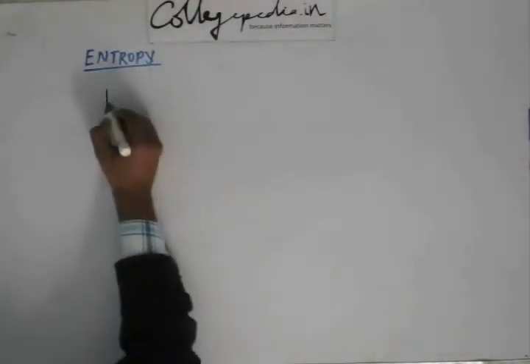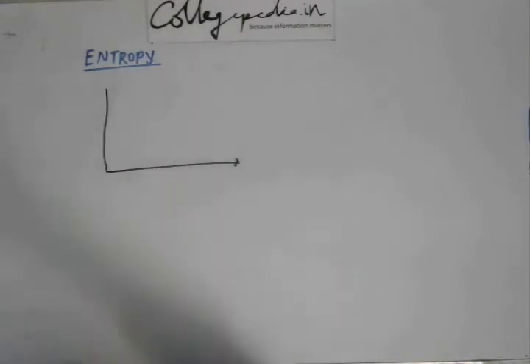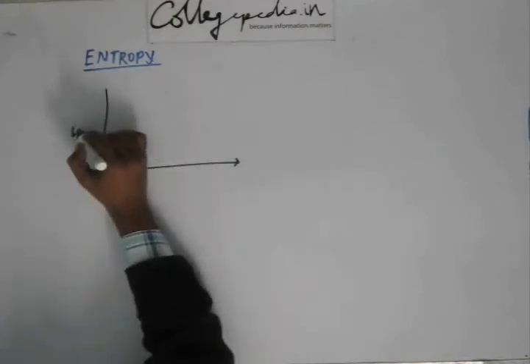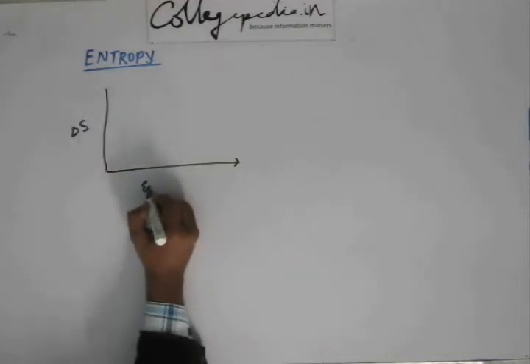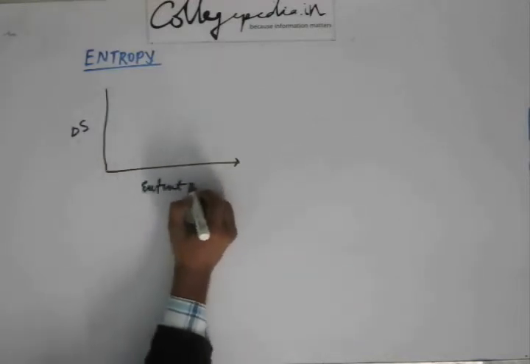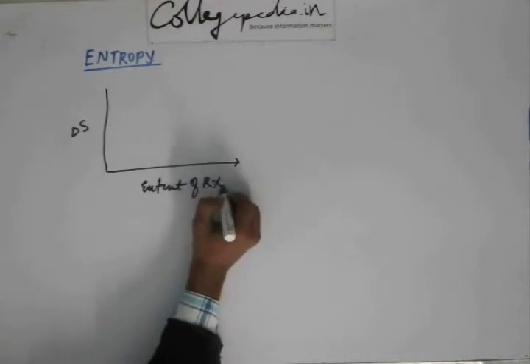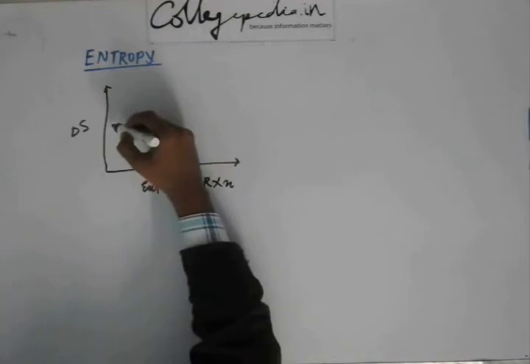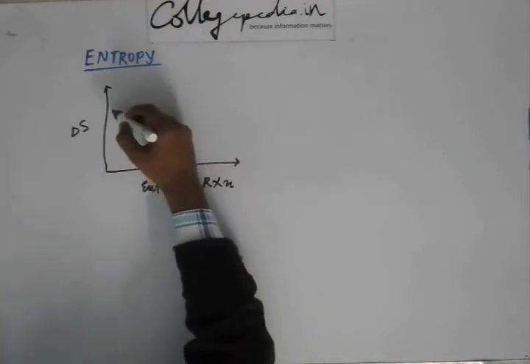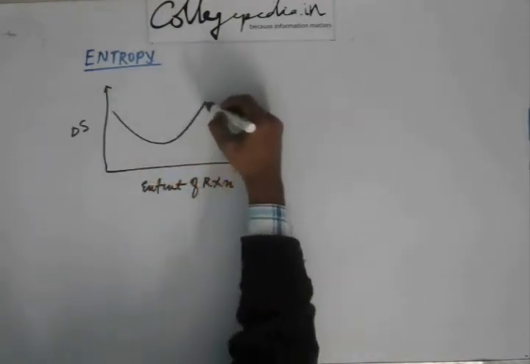So during the course of reaction, suppose you are plotting a graph like this. On y-axis you have delta S of universe, and on x-axis you are having extent of reaction. And suppose you have been given 4 options. Suppose in one case the graph is parabolic like this.